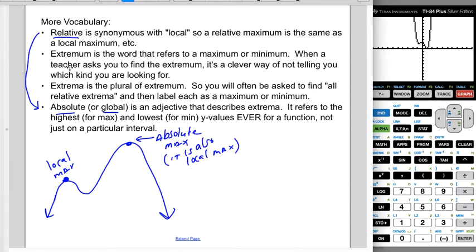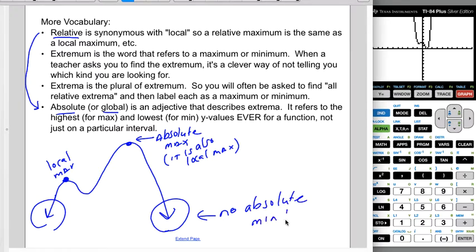Absolute max or absolute min means the highest or lowest point that the graph ever hits. Now this graph would have no absolute min, because you can't reach negative infinity, and that's where this graph is going. It's going to negative infinity, but it does have a local or relative min, right? So that's the difference between relative and absolute, or you might hear it as local and global, right? So global means everywhere, just like absolute does.